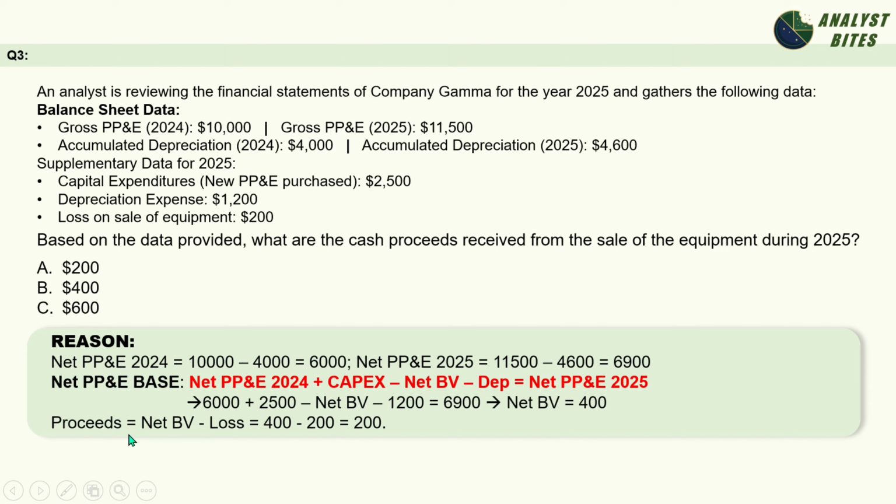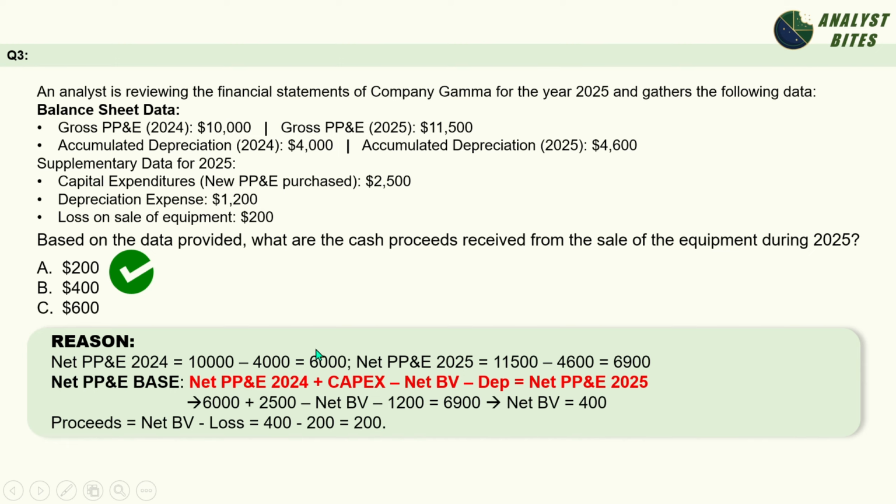Step 3. Calculate the cash. Since the net book value was 400 and the company recorded a loss of 200, which means the proceeds is less than the net book value. So the equation is proceeds equals net book value minus loss. 400 minus 200 equals 200. Option A is the winner.